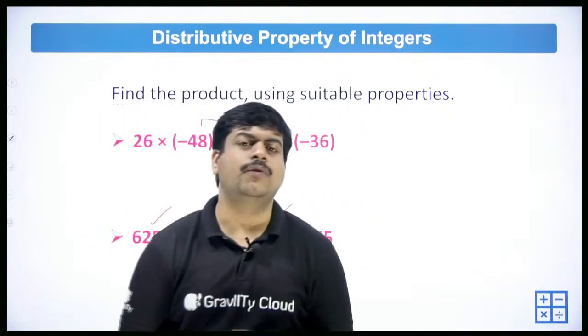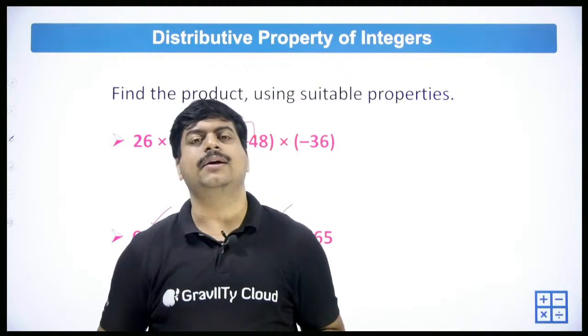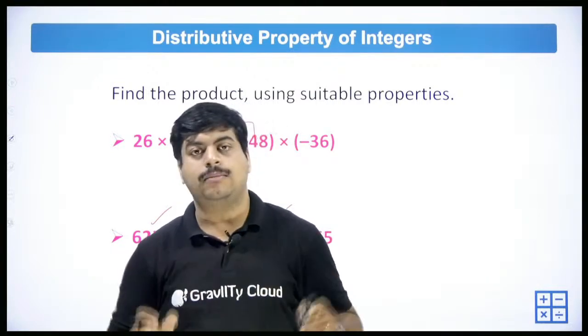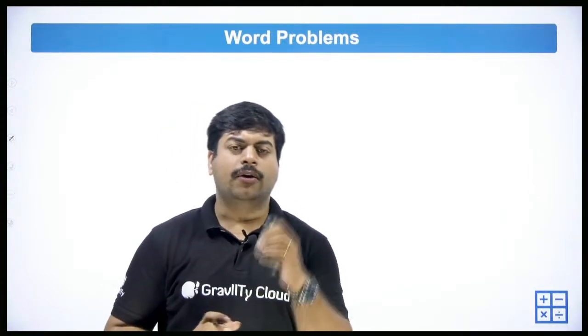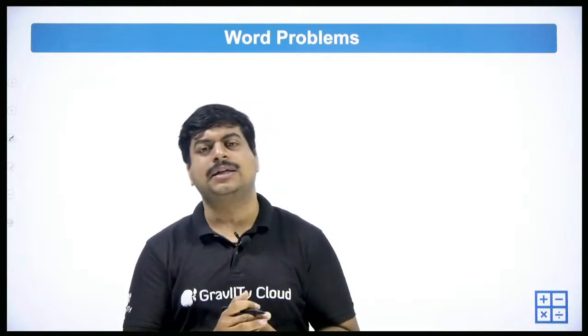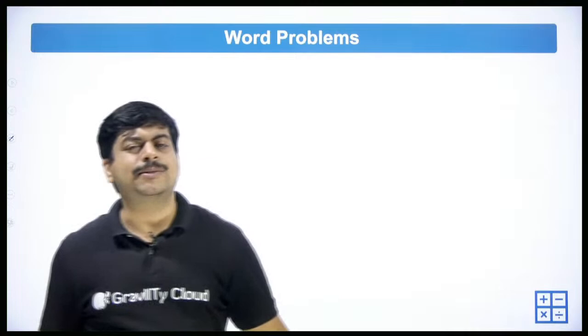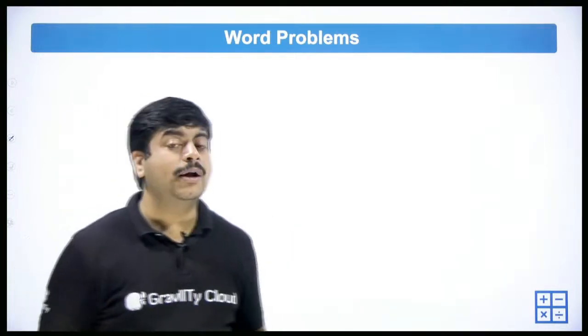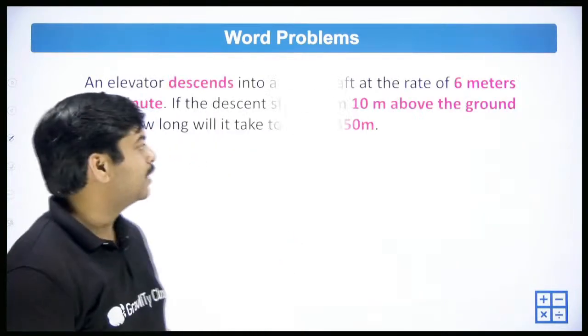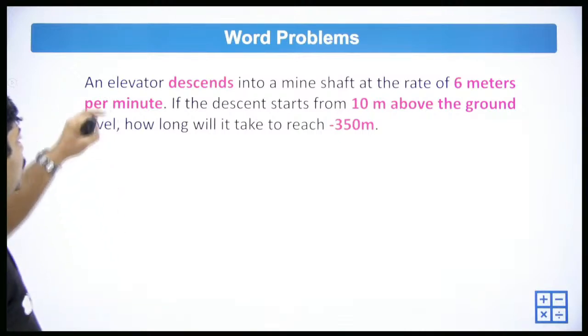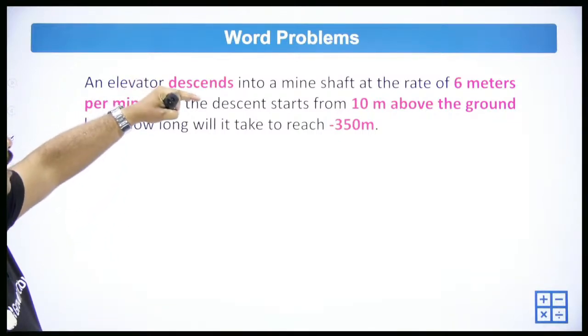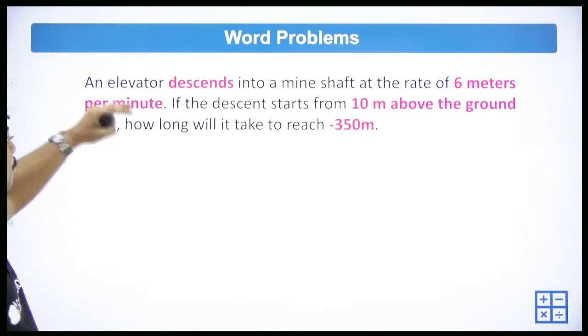Now let's move to the most important thing in integers, the word problems. We have discussed a lot of properties till now, a lot of applications, a lot of operations, how to add, multiply, subtract and divide integers. So with all this information, let us try to have some questions on word problems. What is the first question we are having? An elevator descends into a mine shaft at the rate of 6 meters per minute.